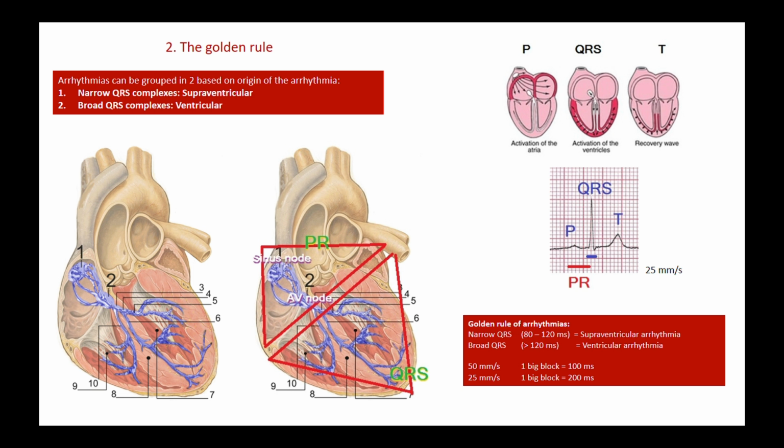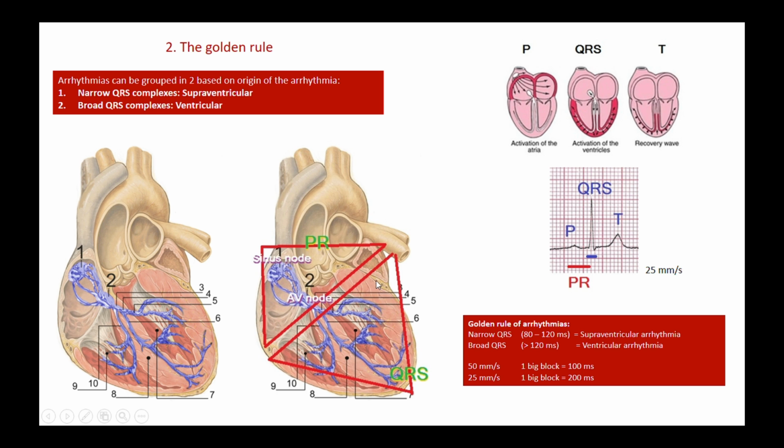Alright, so we've arrived at the golden rule. Now, as mentioned, arrhythmias can be grouped in two broad groups, kind of encompassing all the different arrhythmias, with a few exceptions, but we'll get to them shortly. And they are quite easily distinguished on the ECG by just looking at the QRS complex, because on this drawing I've illustrated what these areas in the heart correspond to on the ECG strip.